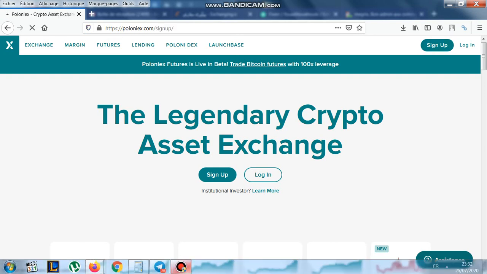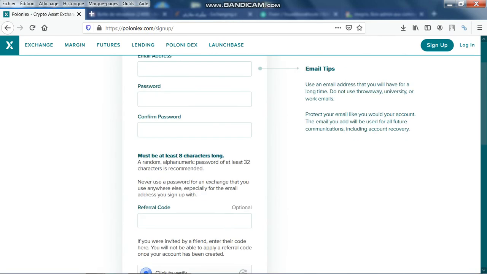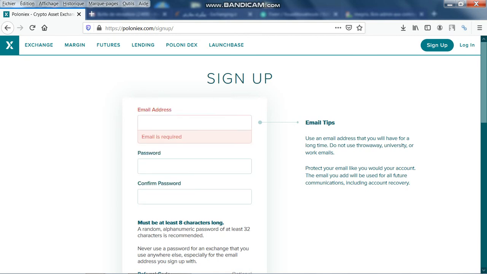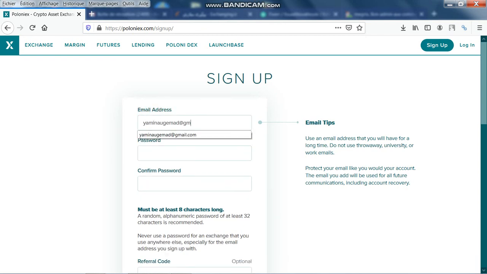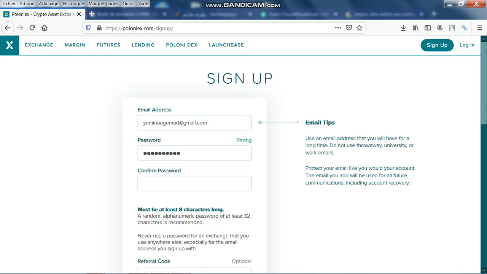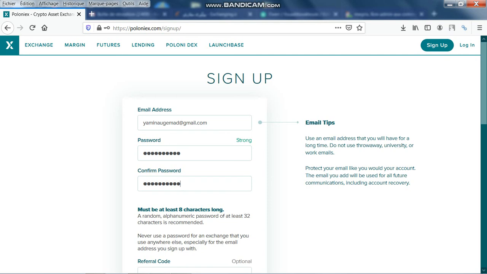After clicking on sign up, you will get this page, this registration form that you need to fill up. In the first case you need to enter your email. For example, I'm going to enter an email. This is just an email for fun. This is just a random email that I show you for registration. And after that you choose a password.